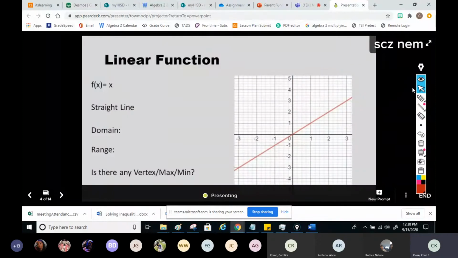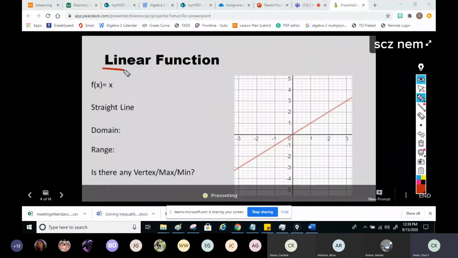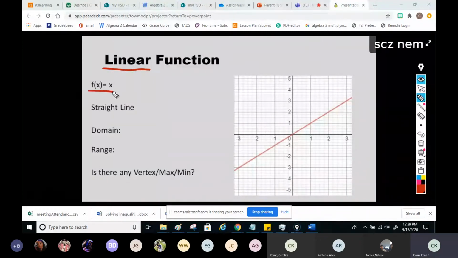All right, so the first function that we are going to look at is the linear function. So I do want you guys to at least write down the name, write down the equation, write down the characteristic. How does it look like? And then domain and range. So these are all the stuff that you have to write down, and make sure you sketch the graph.